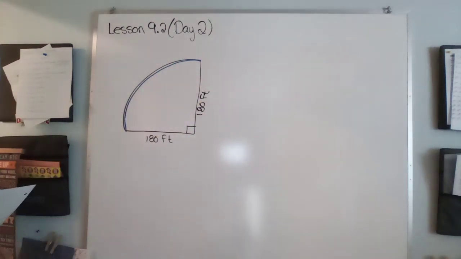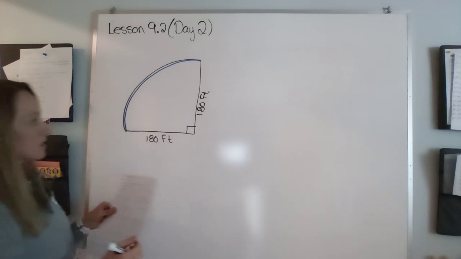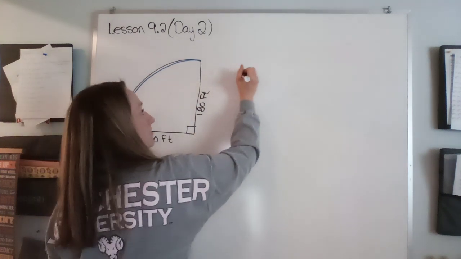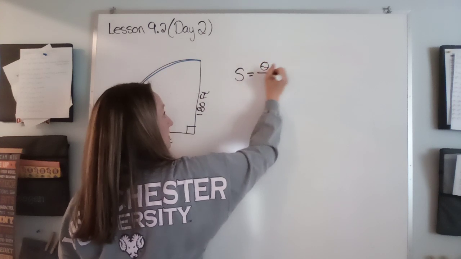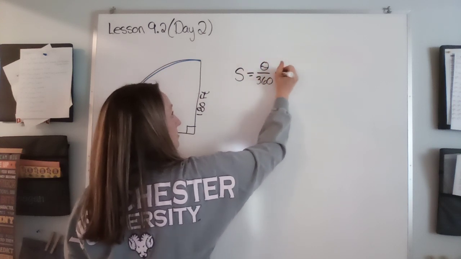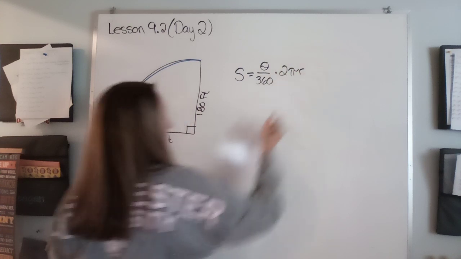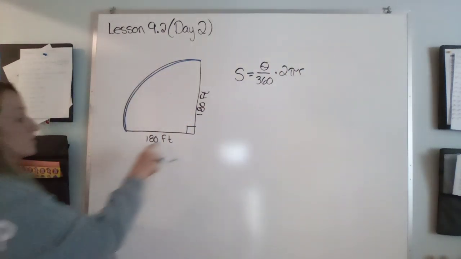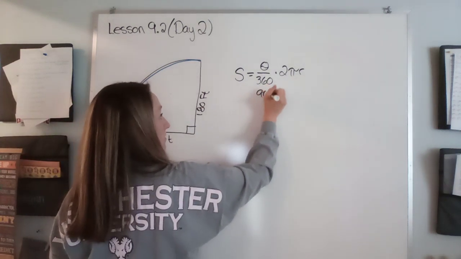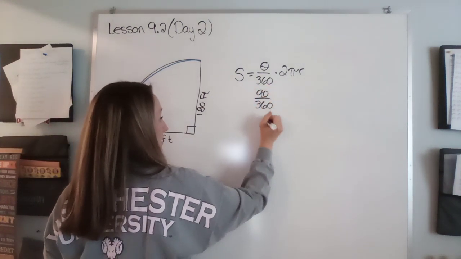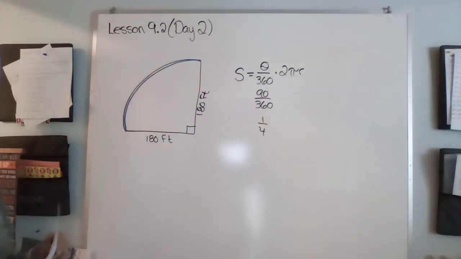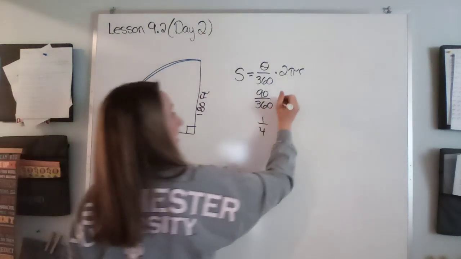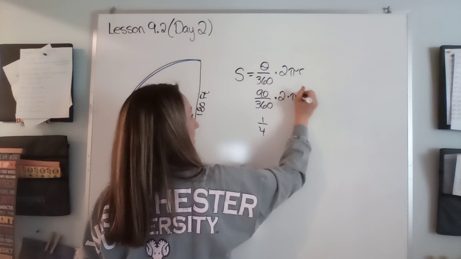Okay, all right, so we are going to work in degree form. First, let's find the sector length. The sector length S is going to be theta over 360 times 2 pi r, because it's related to the circumference. Since this is a 90-degree angle, 90 over 360 equals 1/4, right? If I was to draw a full circle, this would be 1/4 of the full circle. And then you're going to multiply by 2 times pi times r.